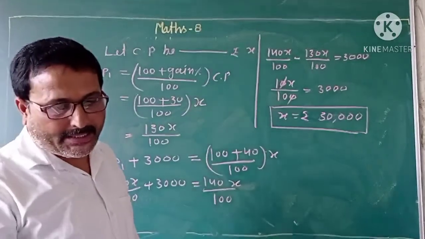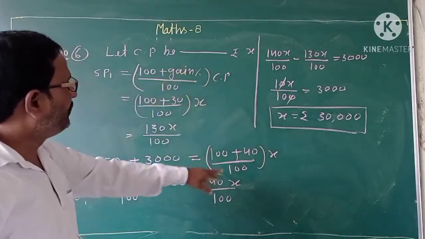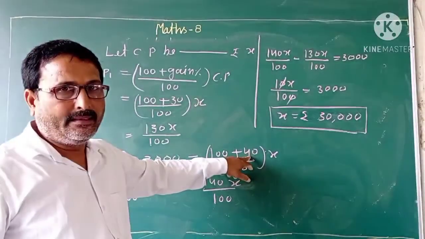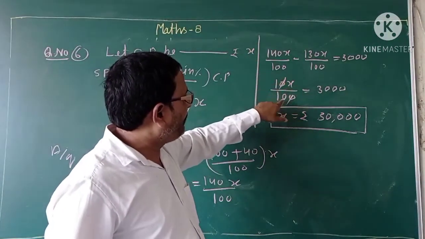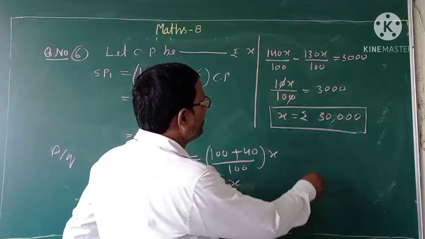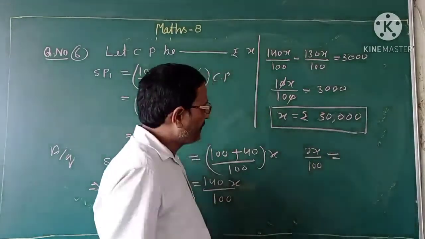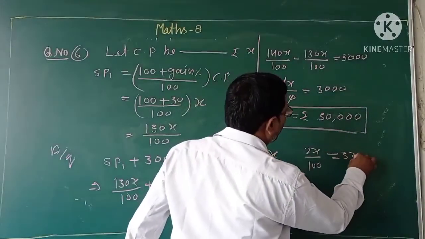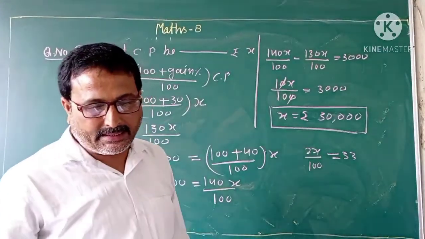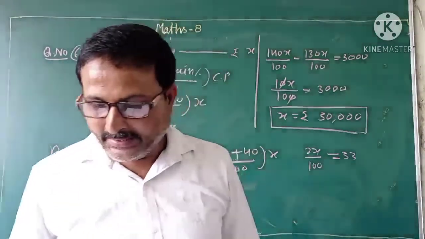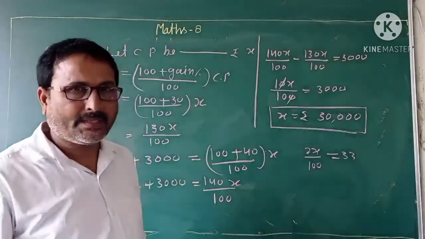In question number 7, also here 12%, again here will be 14%. So here will come 2X upon 100 is equal to what is given, 33. You simplify, whatever answer will come, that is the answer of the 7th question. Now see question number 9.